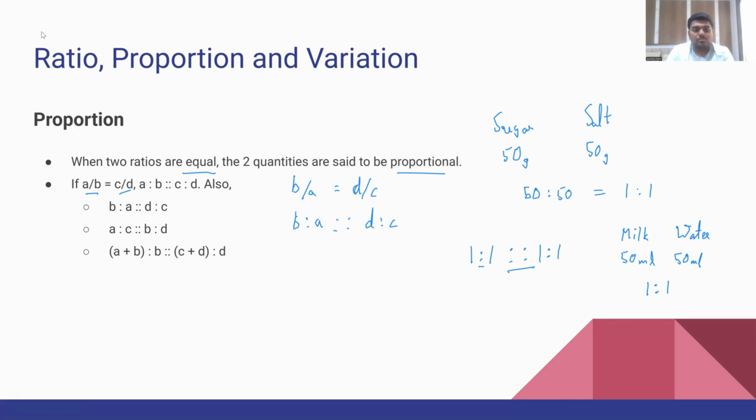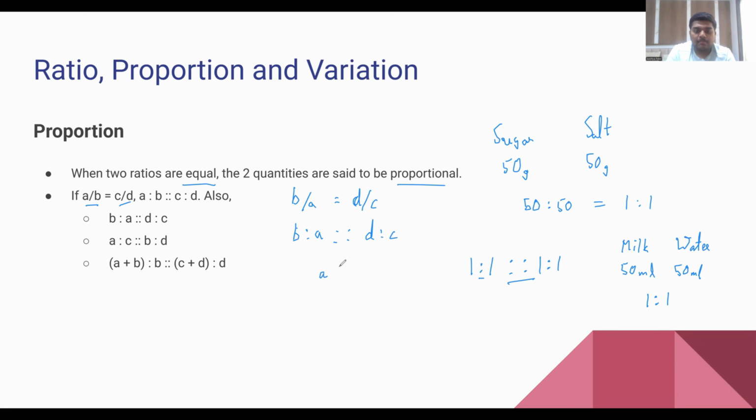And A plus B is to B is as C plus D is to D. So what you can simply do is, in these ratios, add 1 to both the sides. So A plus B by B is equal to C plus D by D, correct? And from it, we can write this thing.